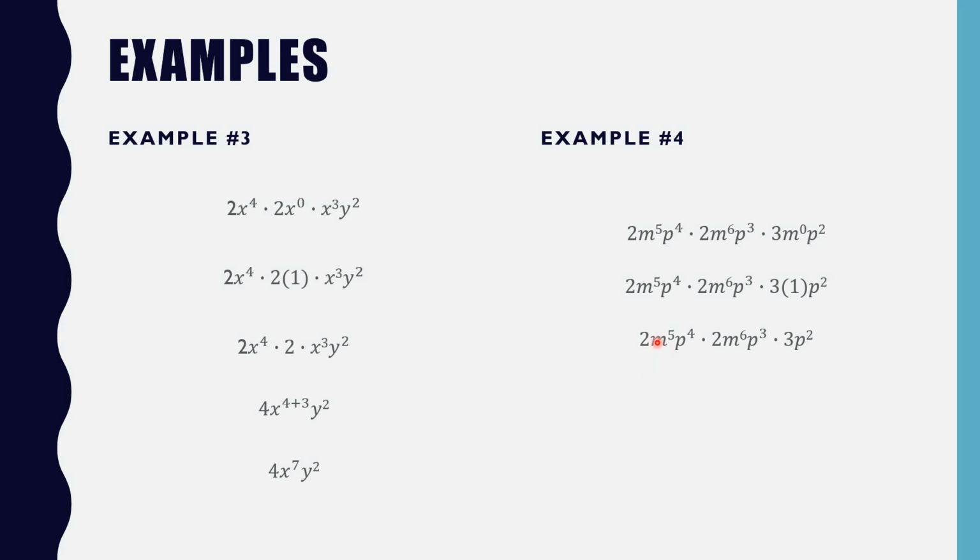Now what we're going to do is rewrite this by combining our coefficients. And then we're going to take all of our bases, so all of our m's, and show that we're adding them together. And we're going to take all of our p's and show that we're adding them together.